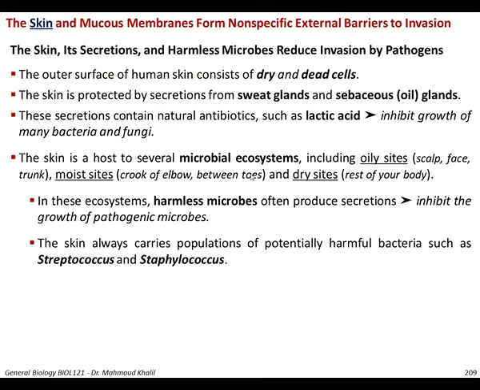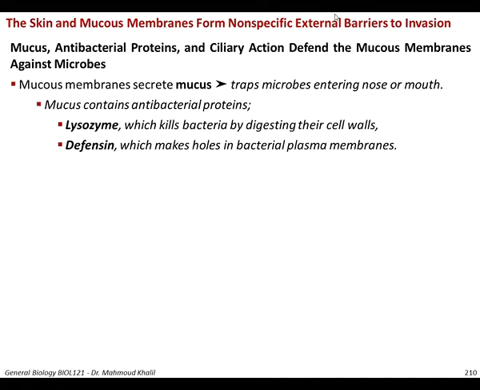What about the mucous membranes? So actually mucus and the antibacterial proteins and the ciliary action defend this mucous membrane against microbes. So this mucous membrane secretes mucus, and the mucus can trap a lot of microbes that can enter your nose or your mouth. The mucus contains two major antibacterial proteins. It's the lysozyme and the defensin. Lysozyme kills bacteria by digesting their cell wall, while defensin makes holes in the bacterial plasma membranes.